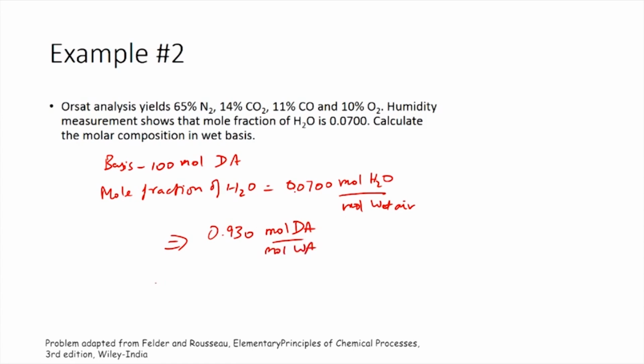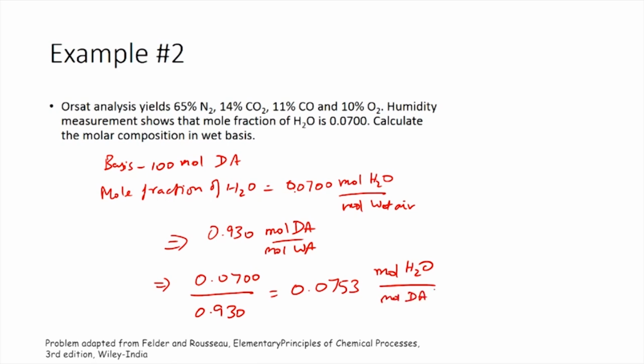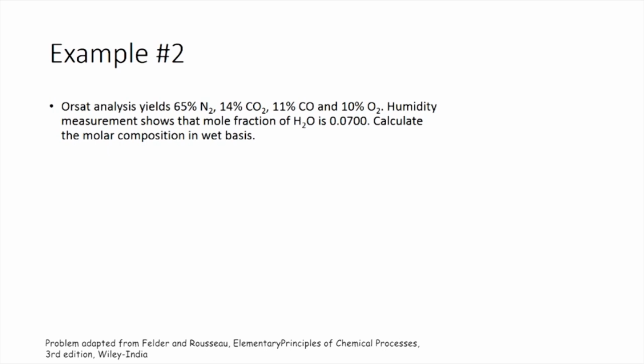So, using this we can calculate the mole ratio of water to dry air. So, which would be 0.0700 divided by 0.930, giving you a value of 0.0753 moles of water per mole of dry air. Now that we know the amount of water present per mole of dry air, we can calculate the number of moles of water present for 100 moles of dry air, which is the basis used.